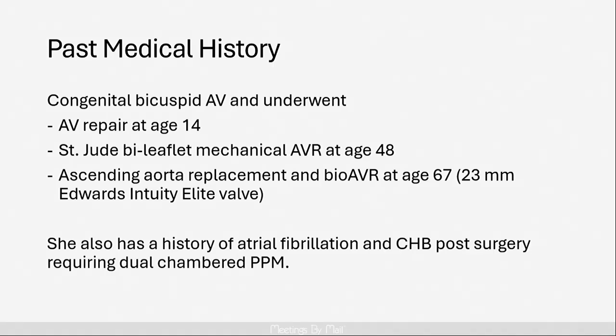She has a history of congenital bicuspid aortic valve, and she underwent aortic valve repair when she was 14 years old, and then she had a St. Jude's bileaflet mechanical aortic valve replacement at age 48, and then had an ascending aorta replacement because she also had aortopathy, and a bioprosthetic aortic valve replacement at age 67 with a 23 millimeter Edwards Intuity Elite valve. She has other risk factors with a history of atrial fibrillation and complete heart block post her most recent surgery requiring a dual chamber pacemaker.